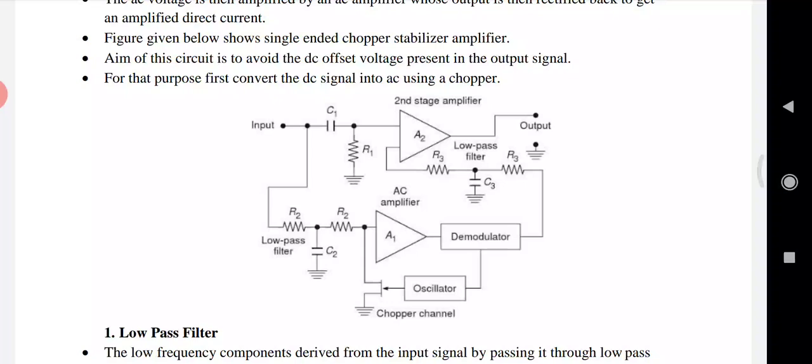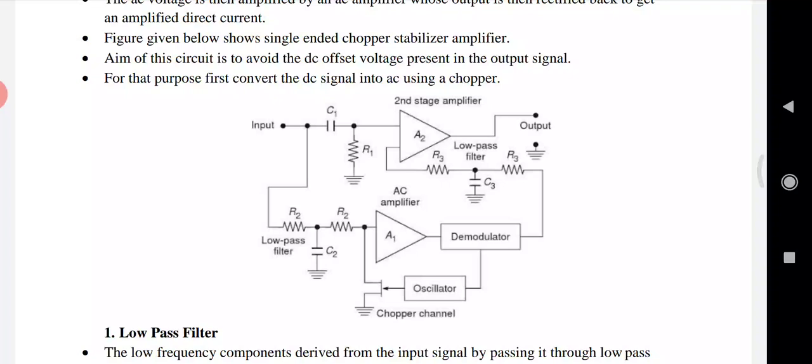Then we discuss the advantages of this chopper amplifier. That is insensitivity of the components to aging, temperature variation, variation in the power supply, or other environmental factors. It is very insensitive to these factors. Chopper amplifiers are also very efficient, with a small offset voltage, that is, the error is very small.